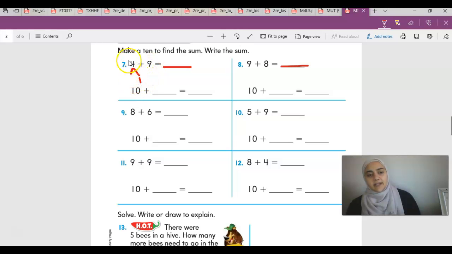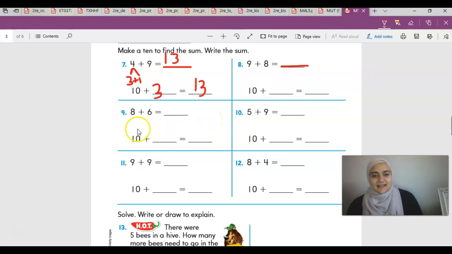Now, 1 plus what is 4? 1 plus 3 is 4. So I already know that 9 plus 1 is 10, and that's right there. And now I know I need 3 more. So 10 plus 3 makes 13. So 4 plus 9 must be 13. Get it? Kind of. Okay.